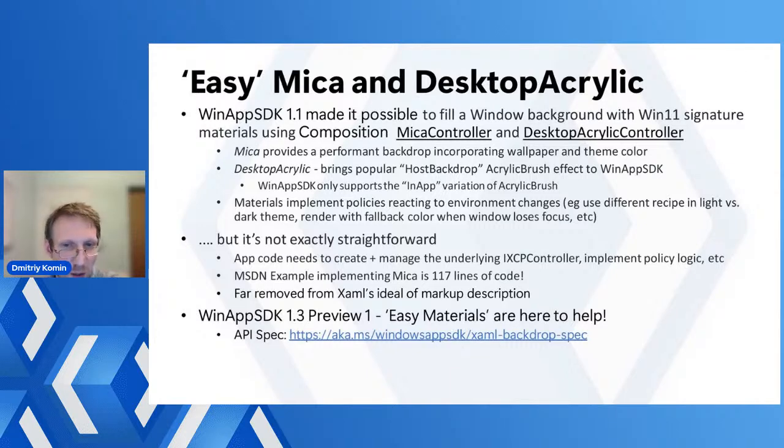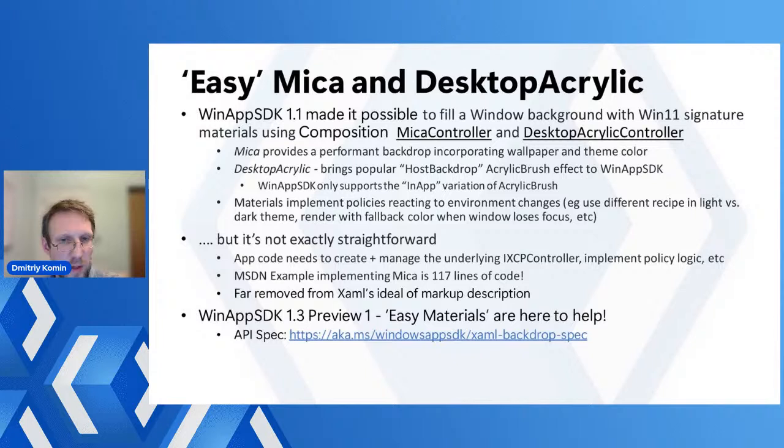You had to implement the policy aspect completely yourself in the app code, and that would include things like reacting to theme changes. For dark theme versus light theme, we'd want to parameterize these differently so that they look more natural in those environments. Window activation state would also inform whether or not we actually show the effect, so only an active window should show the effects. All of this had to be tracked, and it actually ended up being over 100 lines of code. That's the sample that we have up publicly.